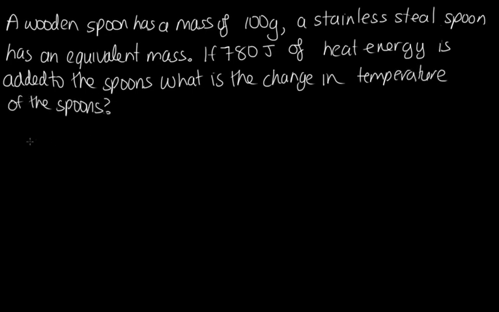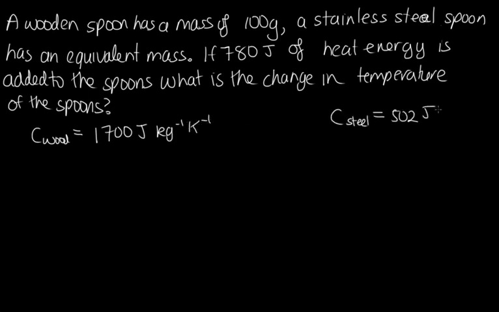We're told that the specific heat of wood is 1,700 joules per kilogram per Kelvin, and the specific heat of steel is 502 joules per kilogram per Kelvin. So the equation that we're going to have to use in this case is Q is equal to mc delta T, and what we're trying to find is this change in temperature. So let's rearrange it. The change in temperature is equal to Q over mc.